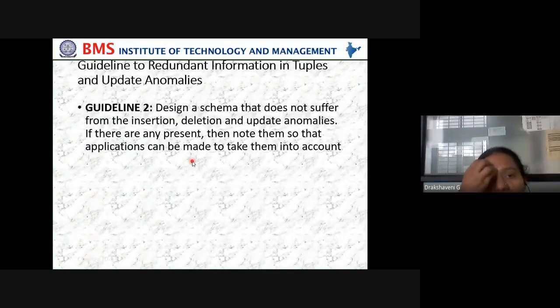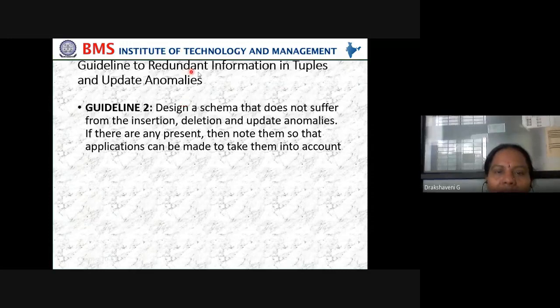Then we see the next guidelines: guidelines to reduce redundant information in the tuples and update anomalies. The guideline is to design a schema that does not suffer from insertion, deletion and update anomalies. If there are any present, then note them so that applications can be made to take them into account.